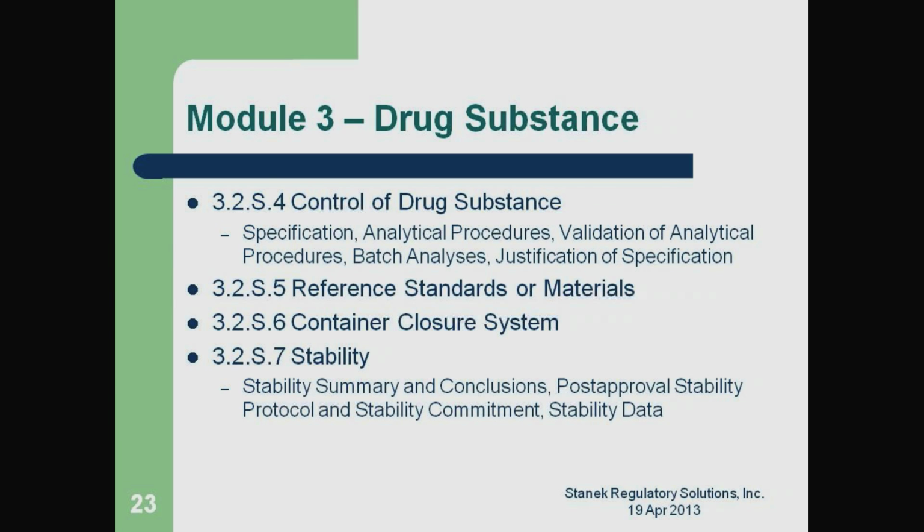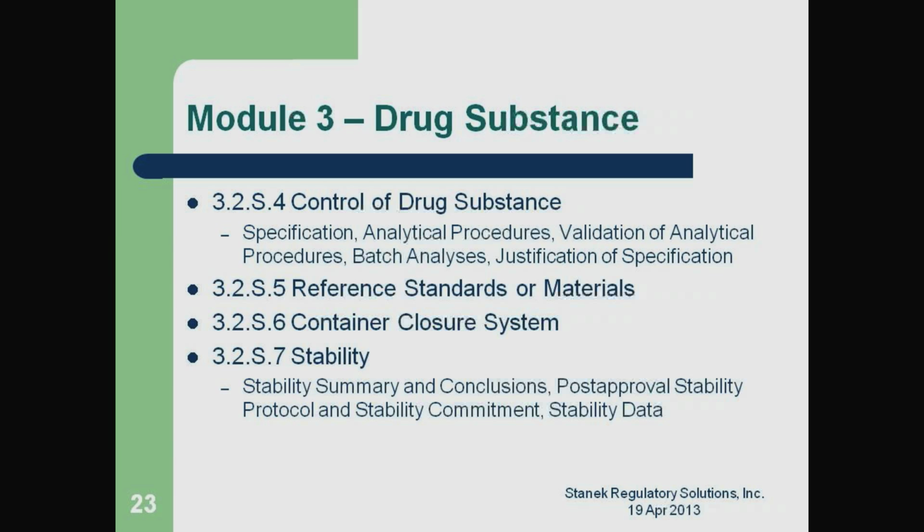3.2.S.6, container closure system. What's particularly your primary contact material? Some companies like to also try to submit a DMF reference for that container closure system. Just a description. They usually want a comment that it meets at least food grade requirements.